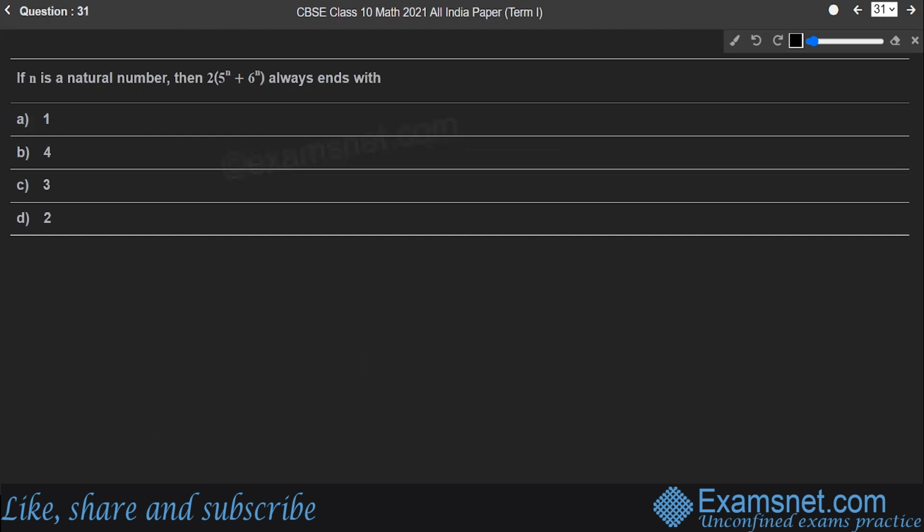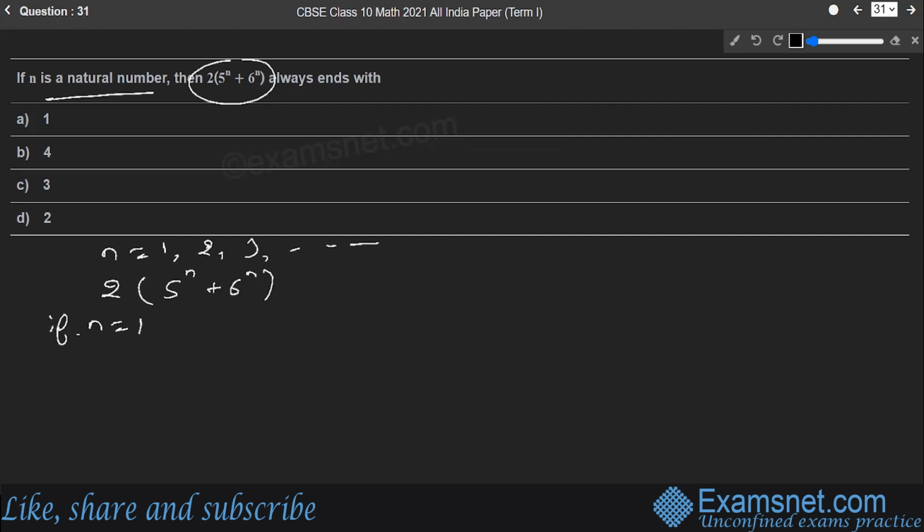Now, if n is a natural number, then 2 multiplied by 5 power n plus 6 power n always ends with what? Let us do it by trial and error. Let us have some natural numbers, n equal to 1, 2, 3. These are the natural numbers, the counting numbers. So the expression is 2 into 5 to the power n plus 6 to the power n. If n equal to 1, it reduces to 2 into 5 to the power 1 plus 6 to the power 1. That is nothing but 22, which is ending in 2.